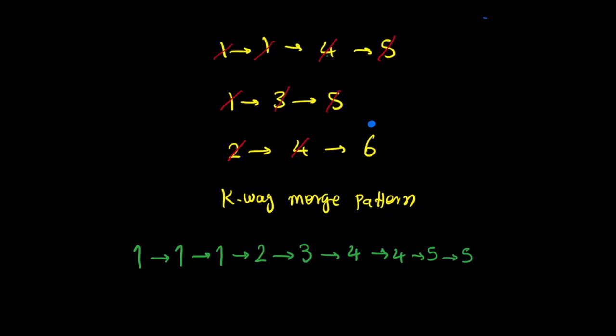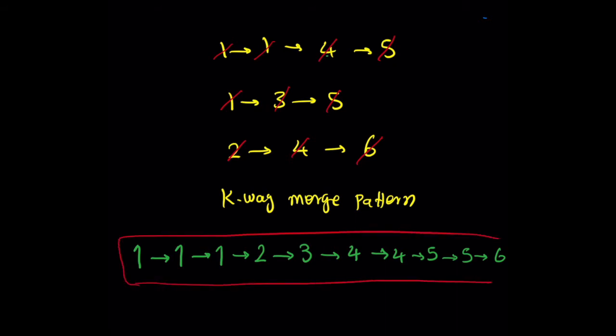Again, we reach the end of the list here. And then the only element that's remaining is 6. So now there's no other element left. So we're done. And we end up having a sorted linked list. Basically, we merge all these 3 linked lists into one big sorted one.